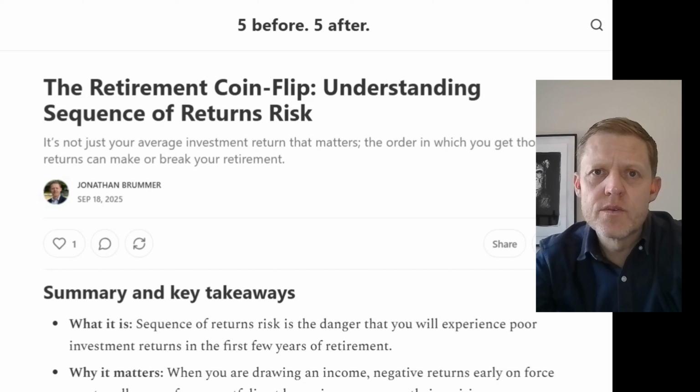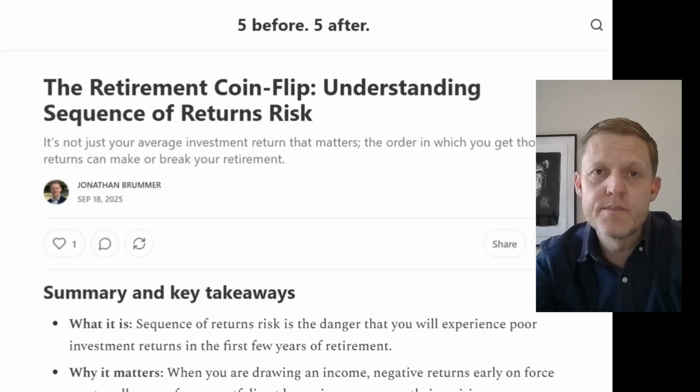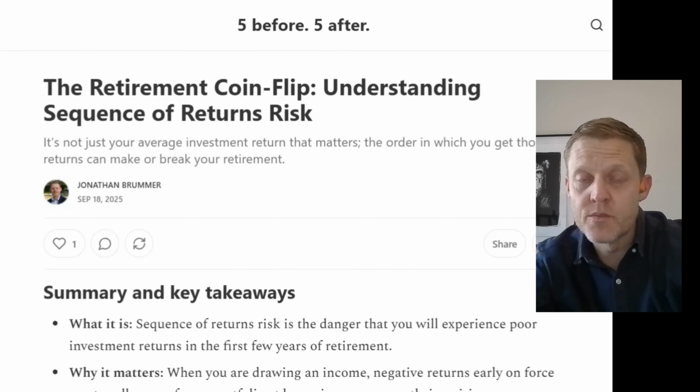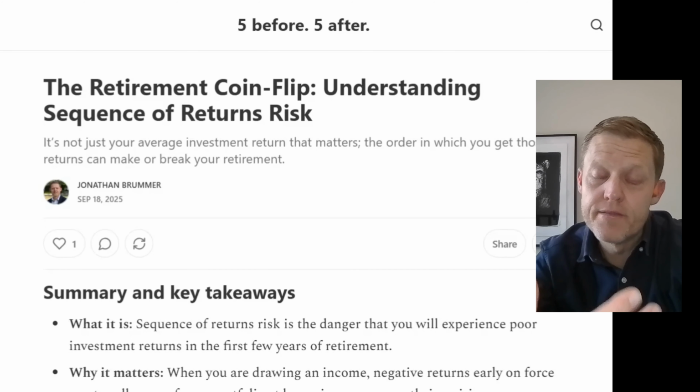So what is this sequence of returns risk? The bottom line is that investment markets go up and down. So when you're investing, you're going to experience this. And we don't know the order that it's going to happen in. It's going to go up and it's going to go down, and you might hit a sequence where it goes down first and then up, and someone else has it the other way around, and that is going to affect the outcome that you're going to get.